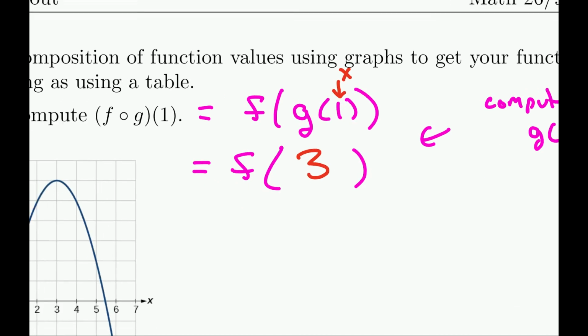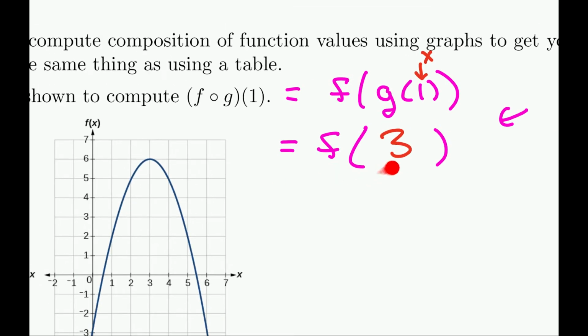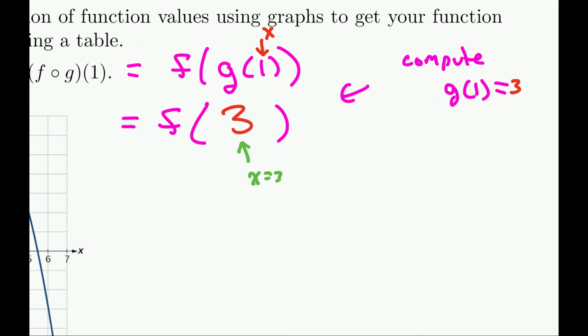Okay, now once we do that, we have to look up f of 3. So we go to the other graph to do this. We have 3 here. That's going to be x equals 3 when we look it up. So now we have to compute f of 3 using the graph.